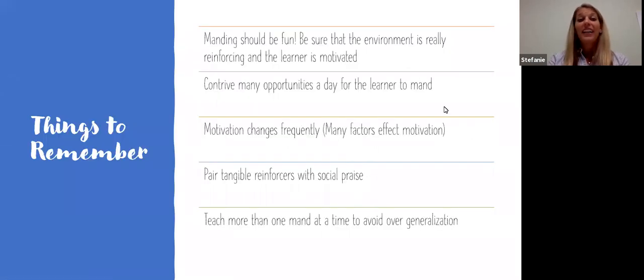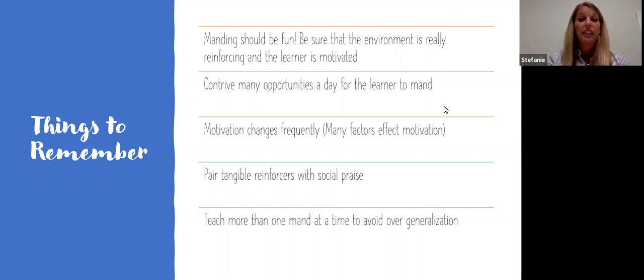So manding should be fun. Be sure that the environment is really reinforcing and the learner is motivated. So mand training really is the best. It's an opportunity for you to learn through playing. If a learner is motivated for an item, if they're having fun with an item, then they're going to be more likely to request it.